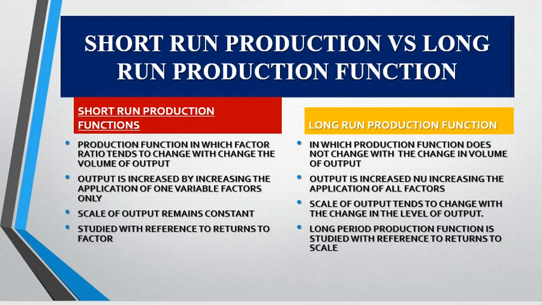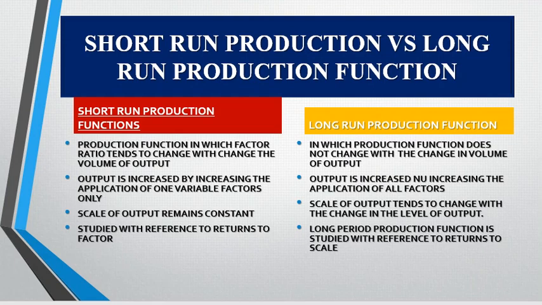In the short run production function, the factor ratio tends to change with the change of the volume of the output, because here we are increasing the quantity of the variable factor, keeping the quantity of fixed factor constant. But in the long run, there is no distinction between the variable factor and the fixed factors. So here, basically, the factor ratio remains constant. The ratio between the labor and capital remains the same.